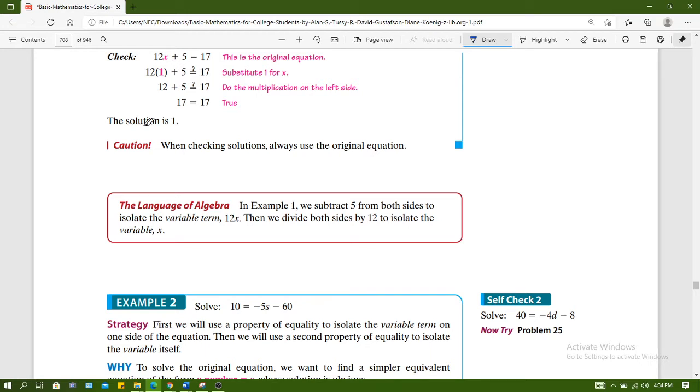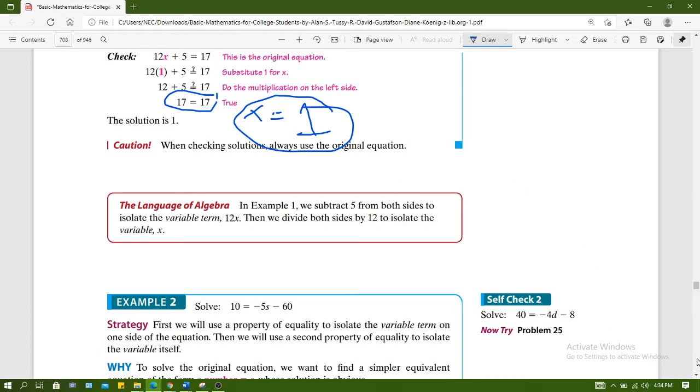Therefore, the solution is 1. Again, when checking solutions, always use the original equation. And class, remember, from the previous section, we know that the solution is not the result of checking, but the number that is at the right side of your equivalent equation. Okay? So, diri nimo kuhaon ang solution, not from the checking.